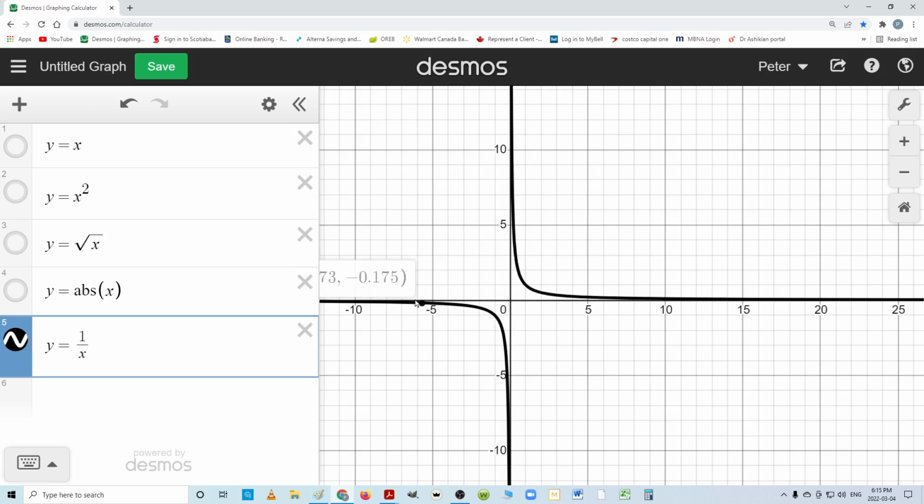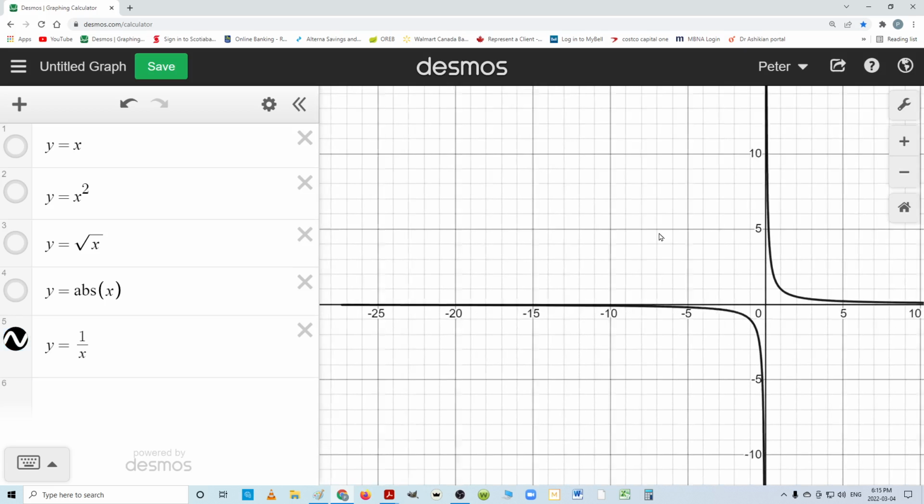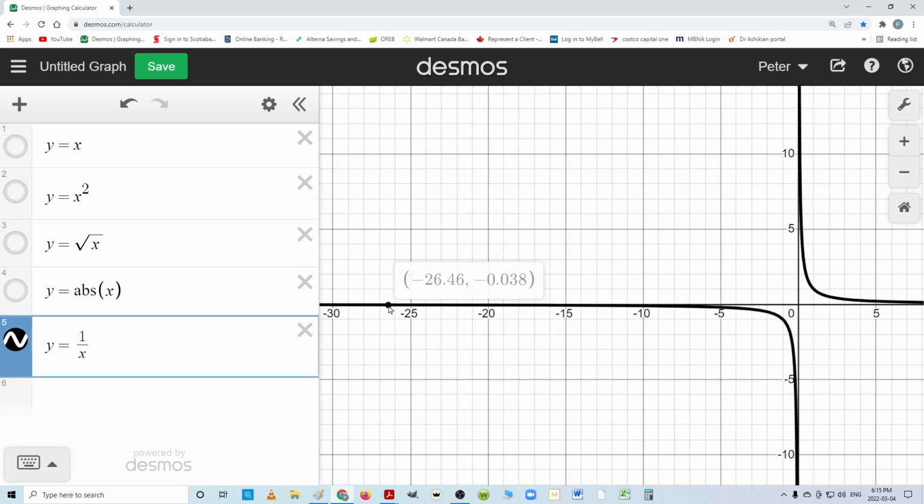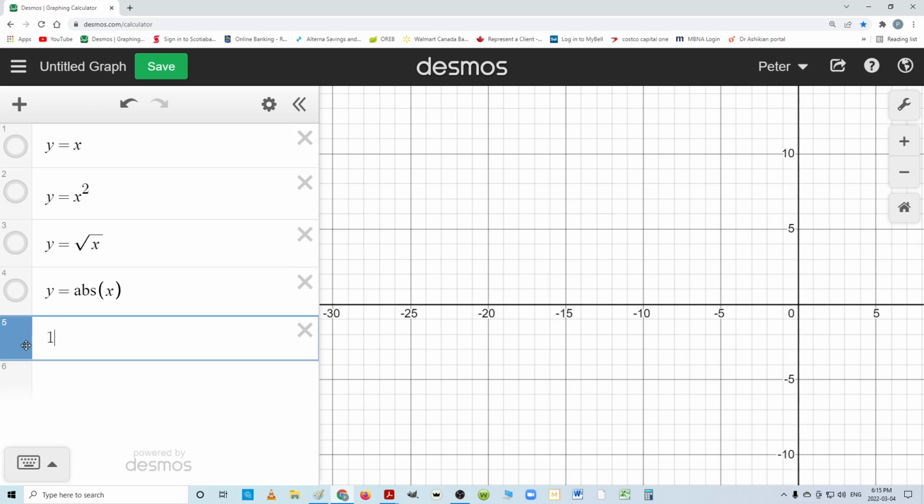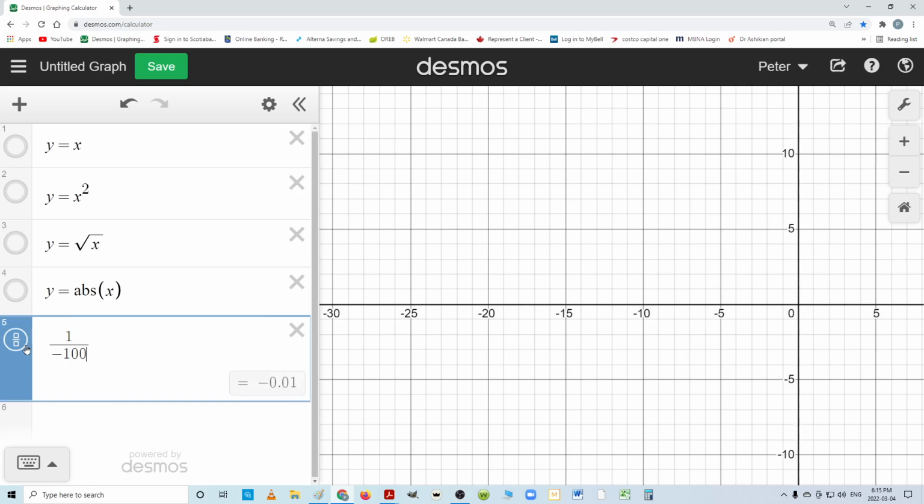And in the other direction, as we get negative x, a million, we get very close to 0, but on the negative side. That's because, look, if I put 1 divided by a negative million, look at my answer, negative 0.000001. So it's trying to get up to 0, but never gets there.